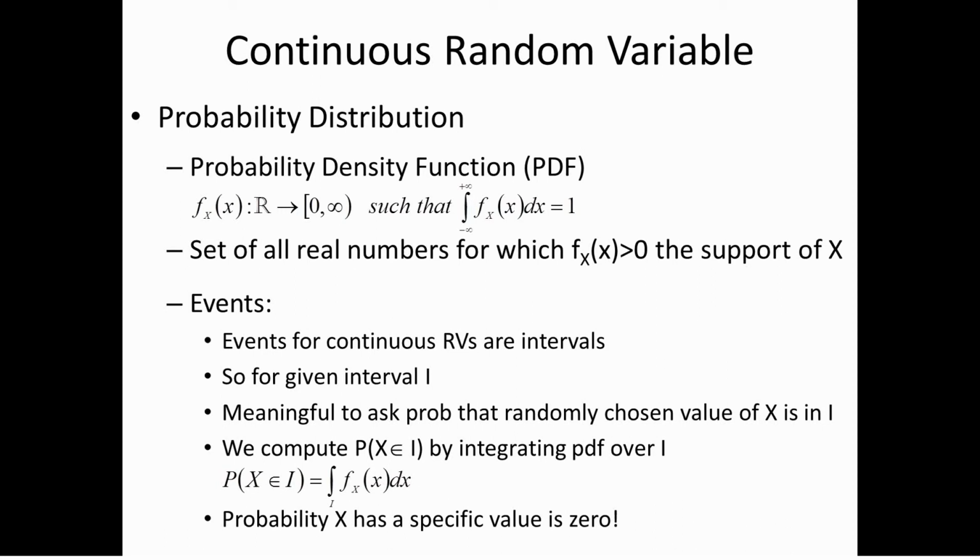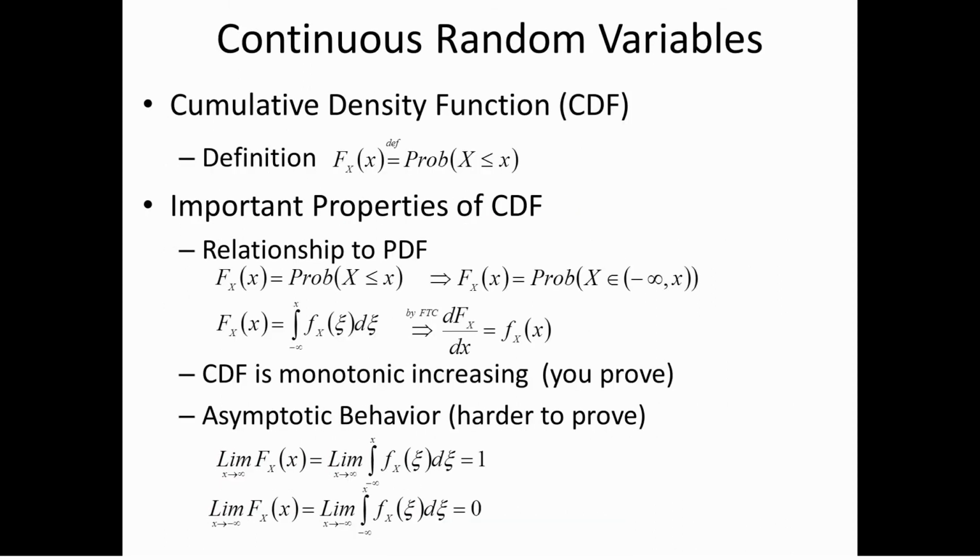Now, just like we had a CDF for the discrete, we're going to have a CDF for the continuous random variables, and it's defined the same way. A couple of important properties of the CDF: if we go with the definition, we realize that this condition means that capital X is in an interval. And when we integrate the PDF over that interval, we notice that there's a relationship between the CDF and the PDF. The PDF is the derivative of the CDF by the fundamental theorem of calculus. Remember that?